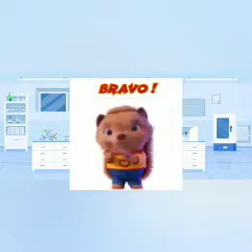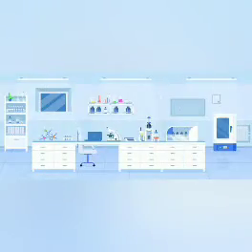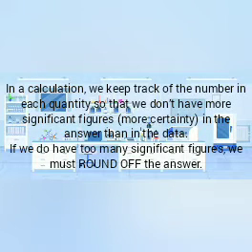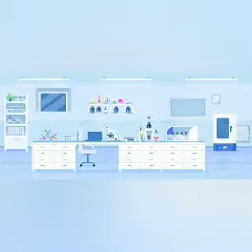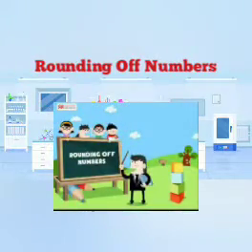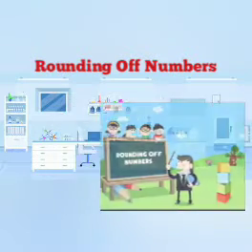Since now you know how to count significant figures, let's proceed. During calculations, we need to keep track of the number in each quantity so that we don't have more significant figures or more certainty in the answer than in the data. If we do have too many significant figures, we must round off the answer. Since you usually need to round off the final answer to the proper number of significant figures or decimal places, we need to have a quick review of the rules of rounding off.